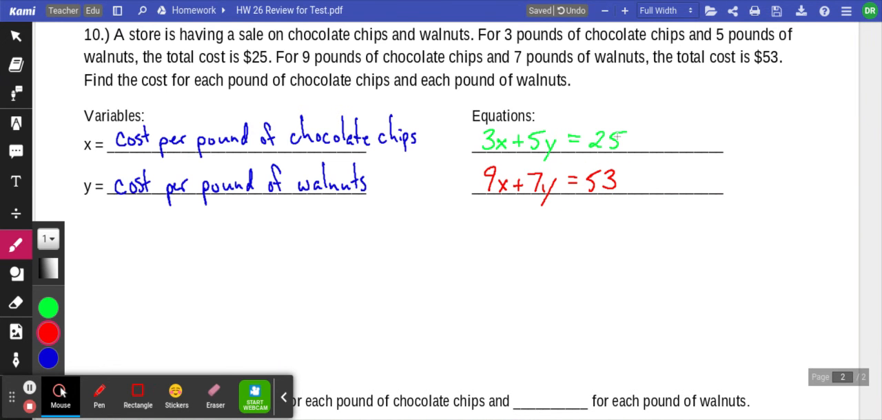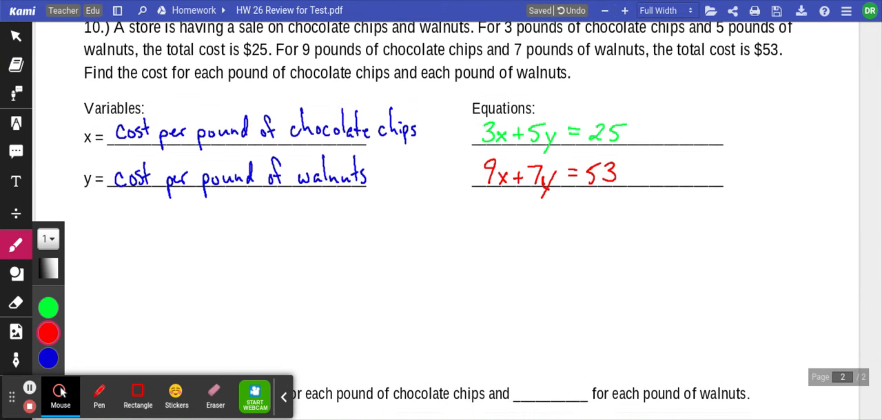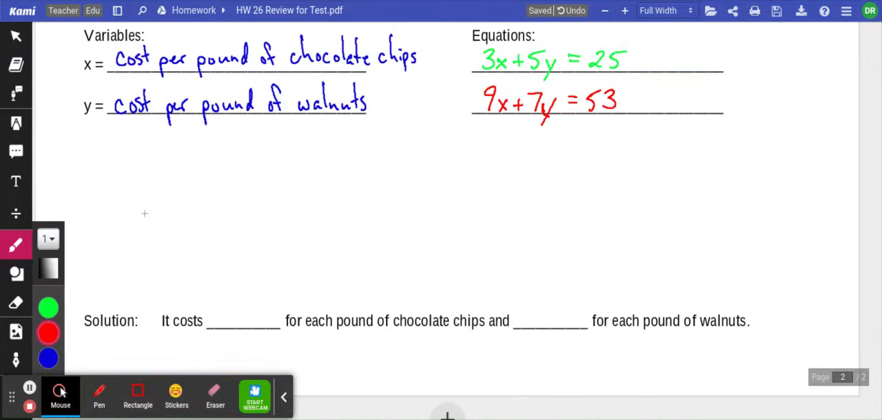Looking at this setup, we see that the x's are lined up, the y's are lined up, the equal signs are lined up, and your two constant values are also lined up. This would be a case of elimination when everything works out that way. So let's write these two equations down where we have some room to work with them. We have 3x plus 5y equals 25, and we also have 9x plus 7y equals 53.